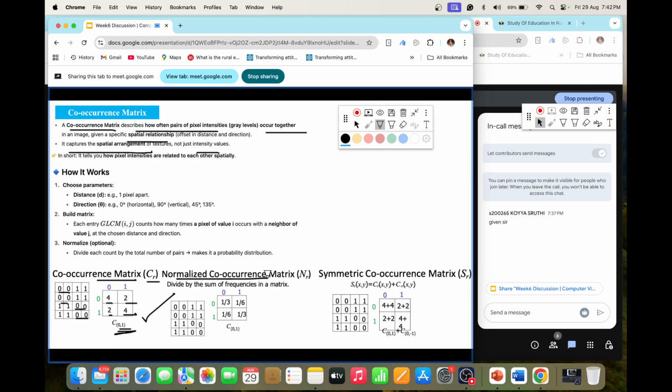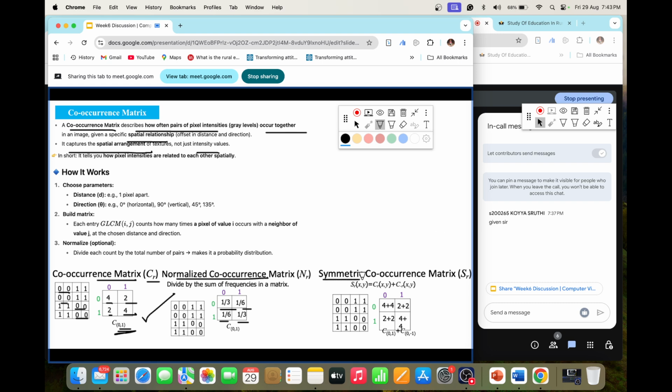Then we have the normalized co-occurrence matrix. What is the normalized co-occurrence matrix? We just divide the co-occurrence matrix by the total summation of its values. So what is the summation? 4 plus 2 is 6, 2 plus 4 is 6, that means 6 plus 6 is 12. 12 is the sum of elements of the co-occurrence matrix. So just divide the co-occurrence matrix by 12: 4 by 12, 2 by 12, 2 by 12, 4 by 12. 4 by 12 is 1 by 3, 2 by 12 is 1 by 6, 2 by 12 is 1 by 6 and 4 by 12 is 1 by 3.